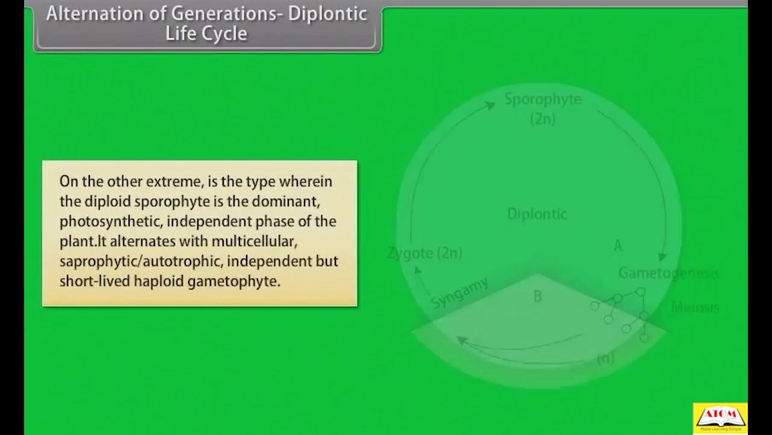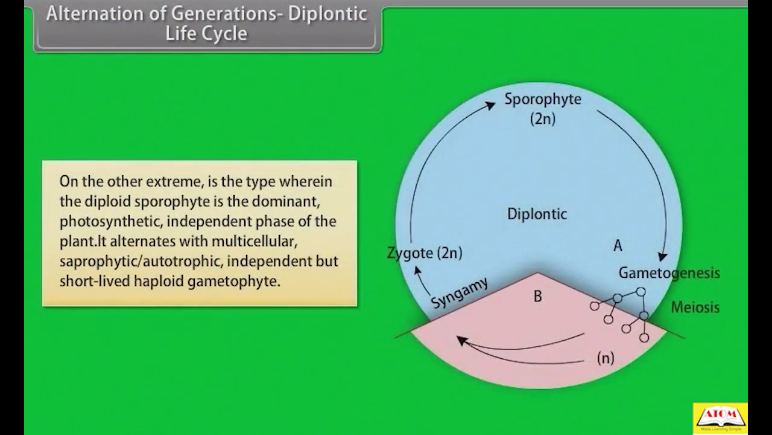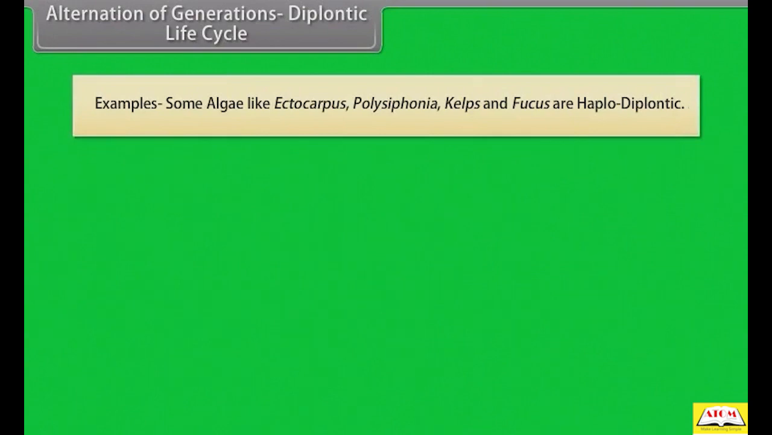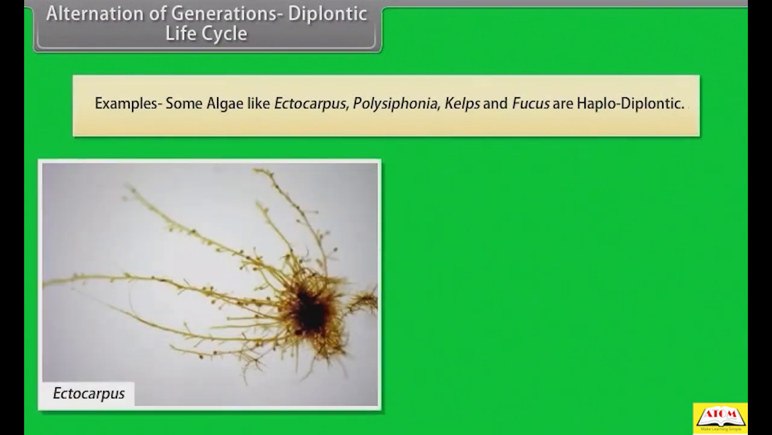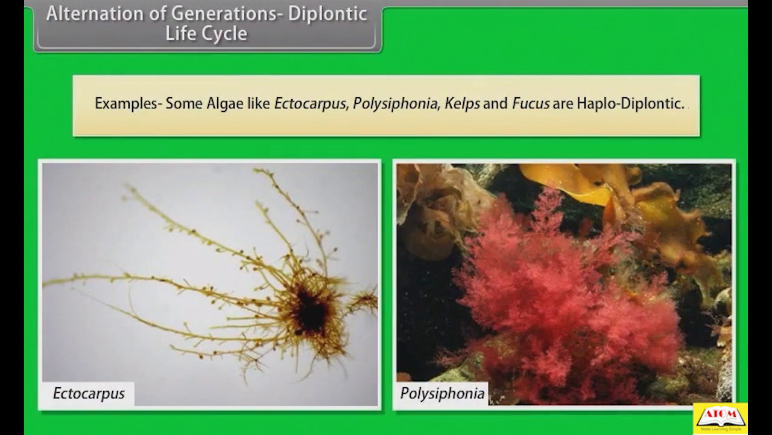Alternation of generations. Diplontic life cycle. On the other extreme is the type wherein the diploid sporophyte is the dominant, photosynthetic, independent phase of the plant. It alternates with multicellular, saprophytic, autotrophic, independent but short-lived haploid gametophyte. Examples: some algae like Ectocarpus, Polysiphonia, kelps and others are haplodiplontic.